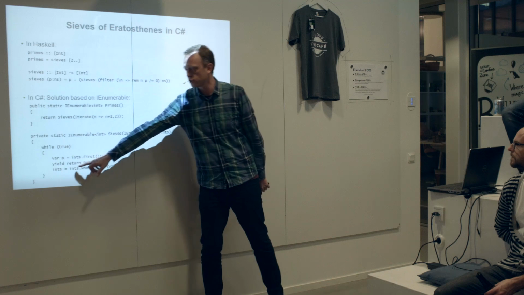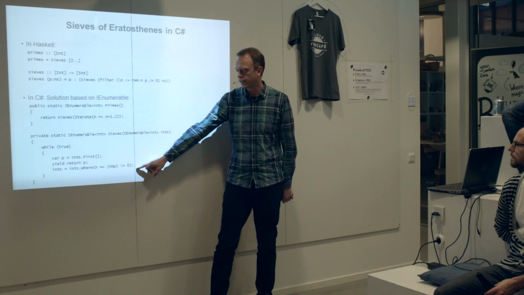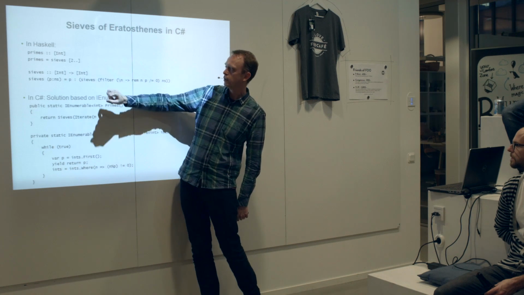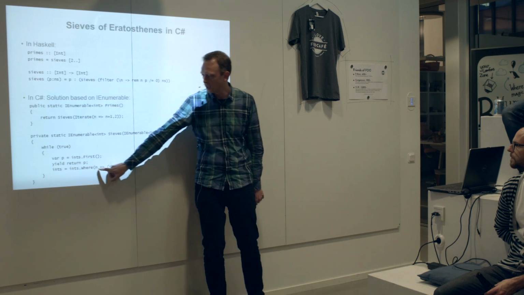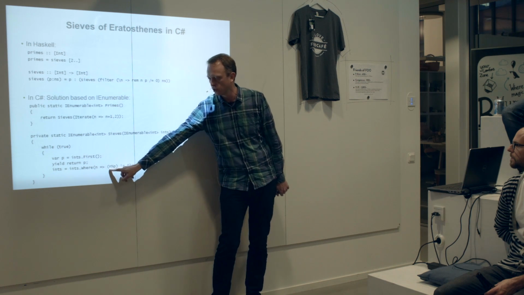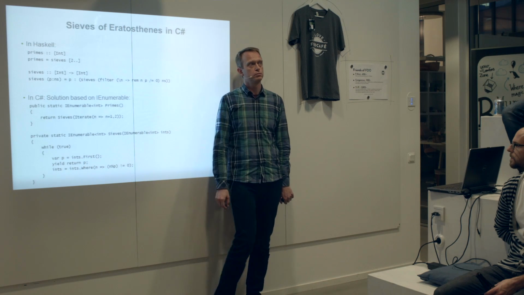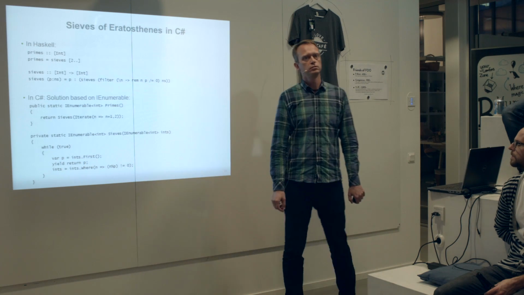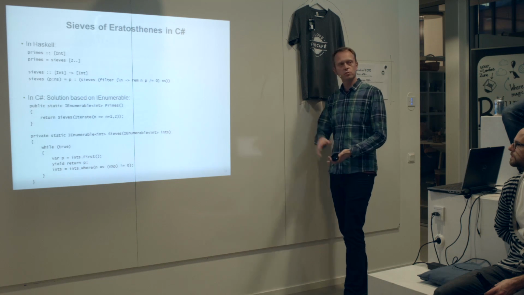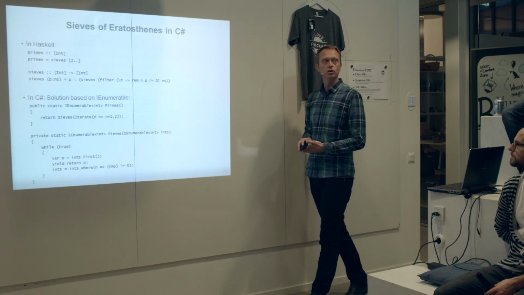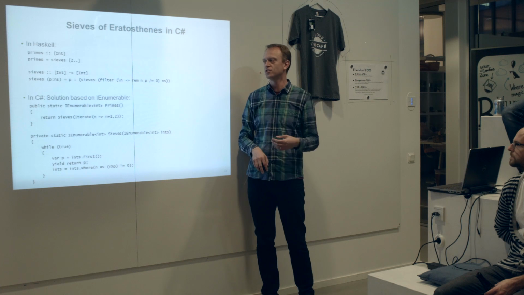And then we just do this filtering here. So this is the exact same filter condition that we did up here. So here we just take those values where the remainder when divided by the prime is different from 0. So that will do the same thing. And this will actually work fine in C# and will give you this infinite list concept on primes.